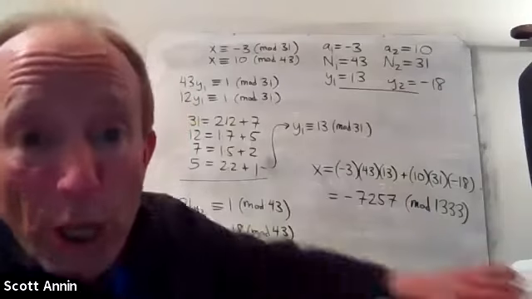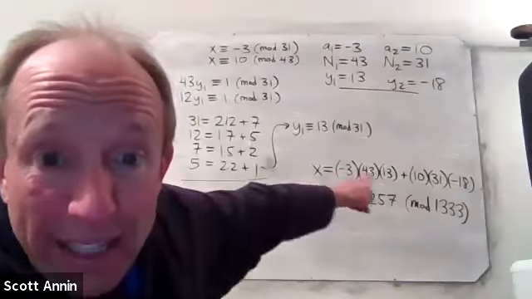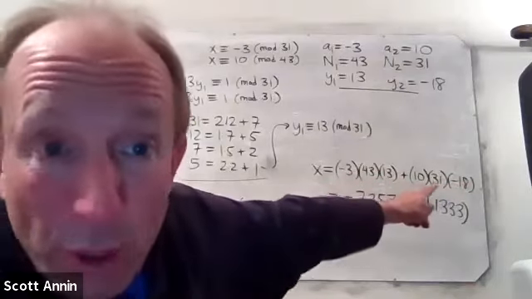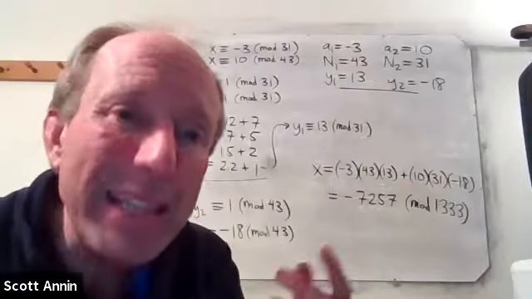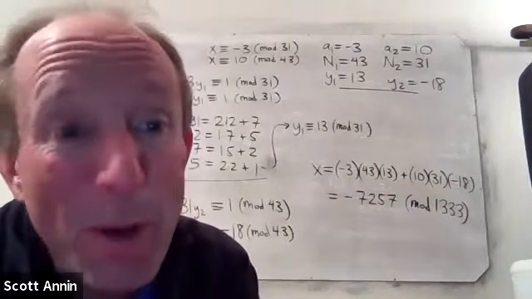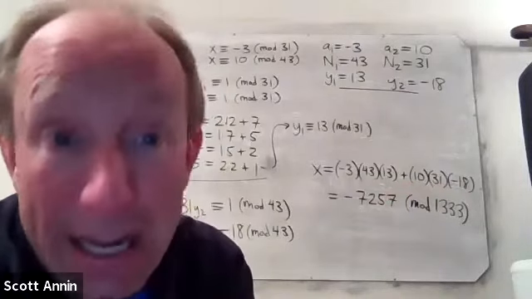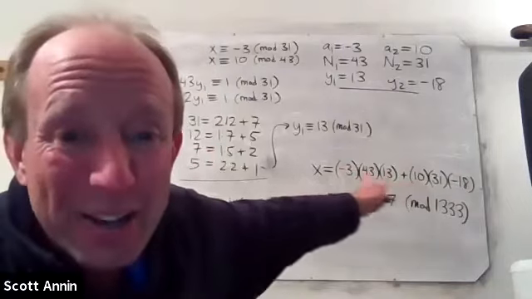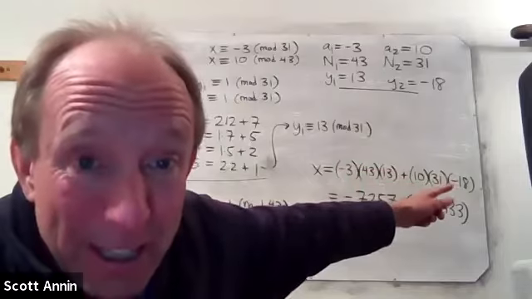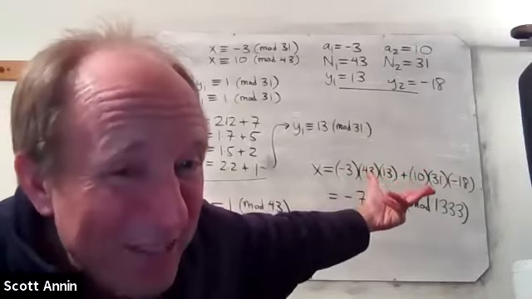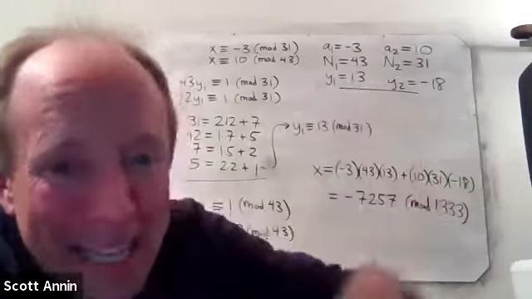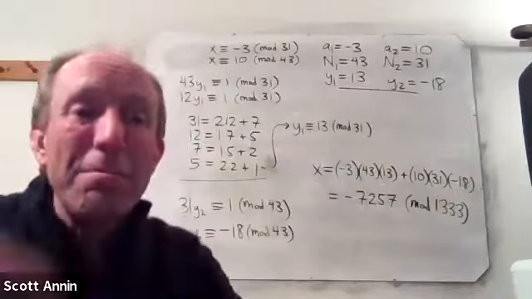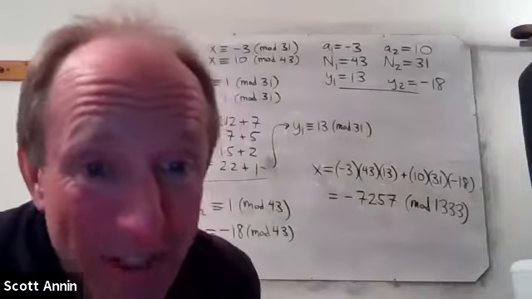Some people might wonder, could I just leave it like this? Would it be okay to just leave it and not even bother to work anything out? The problem is, what if I ask you for the smallest positive integer x? If you leave it like this, you can tell that this is not positive, but you don't know exactly how negative it is, and you don't know how many multiples of 1333 you would need to add to make it become a positive integer.